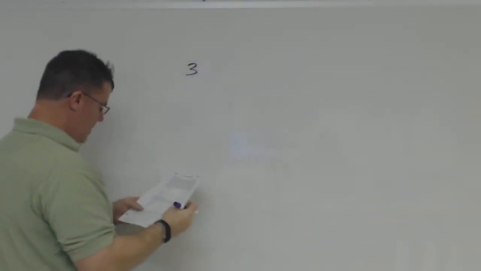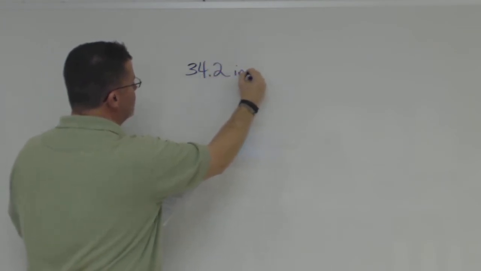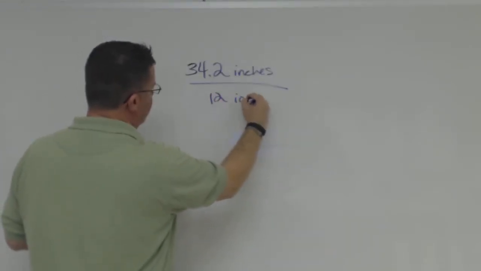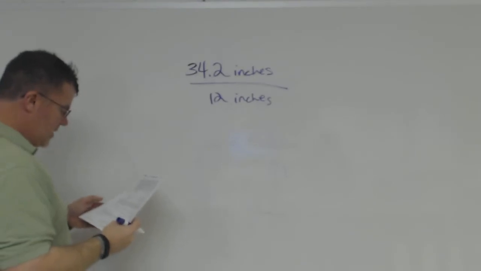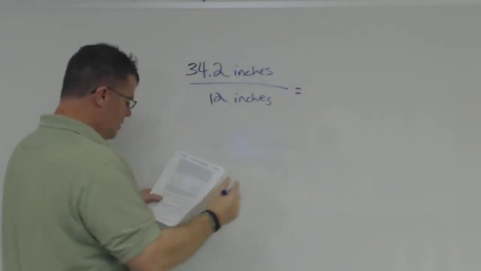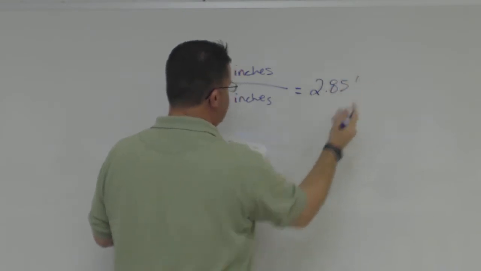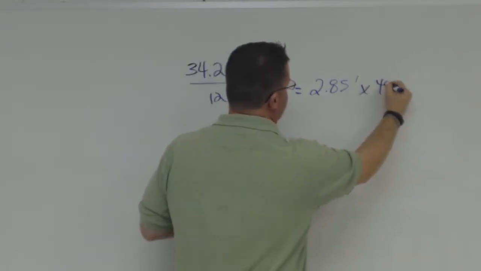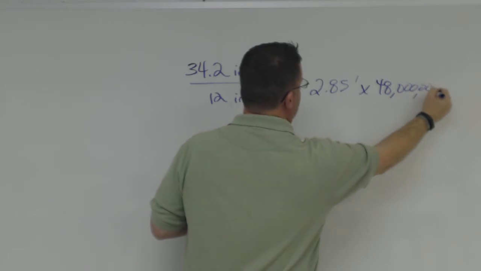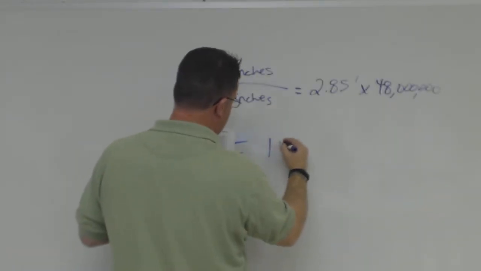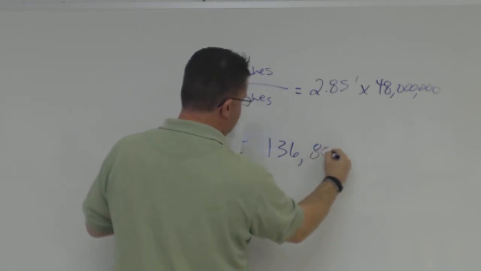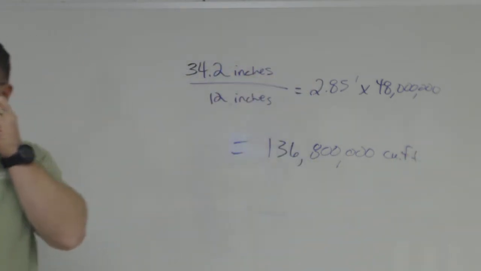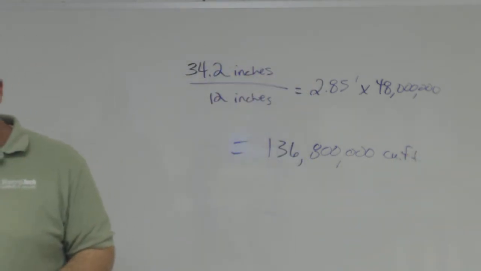So, to begin with, started out with 34.2 inches. What am I going to divide by? Over 12. 12 inches. That is going to give me 2.5 feet. And then I'm going to multiply that times what? 48 million. Which gives me the answer, 136,800,000 cubic feet. So very, very, very simple. Good job.